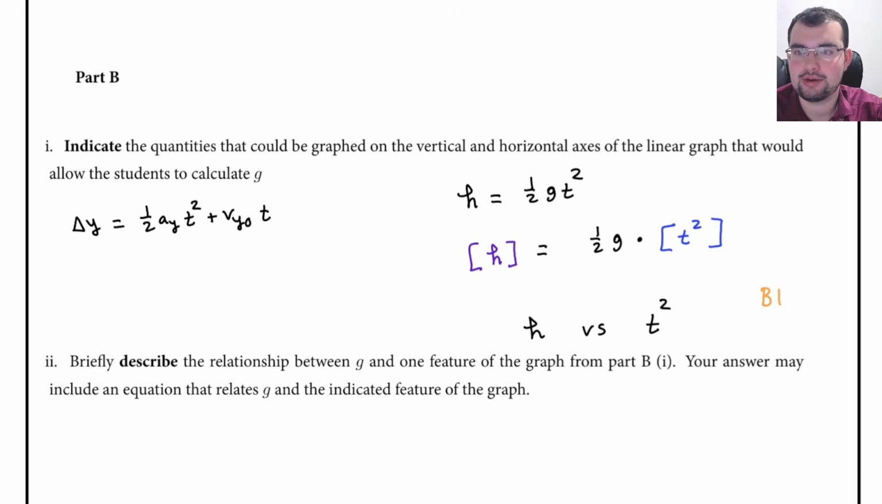Now, you can't, well, actually, no, that's fine. It's fine for B1. Make sure that you say what is going on what axis. "Versus" is good. "And" is not. Don't say h and t, because that's confusing.